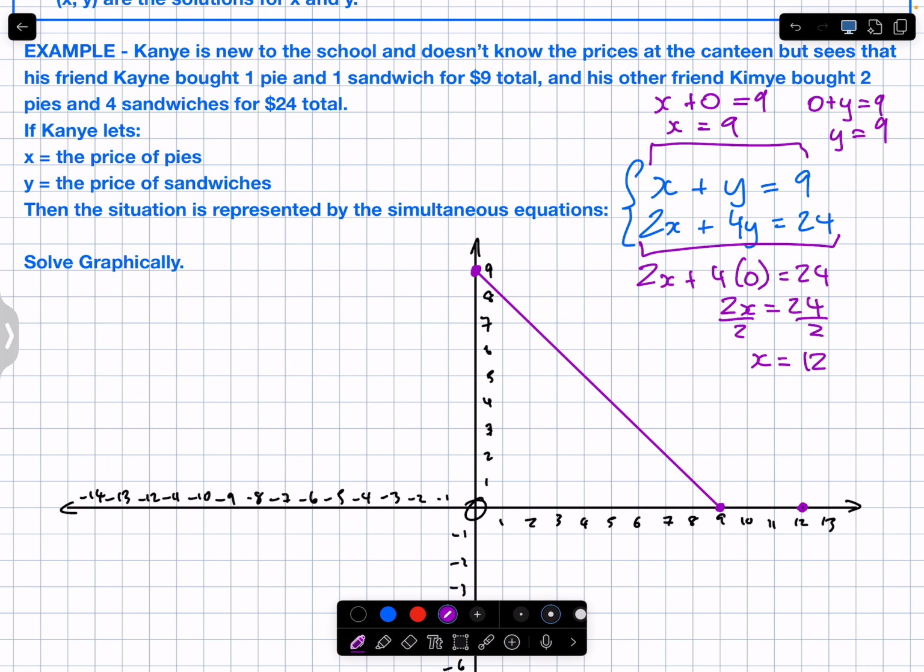Well, what did we make 0 last time? We made y equals 0 here. So if we make x equals 0, we're left with y. So it's going to be 2 lots of nothing plus 4y is 24. 4y is 24. What's 4 doing to y? What's the opposite of timesing by 4? Divide both sides by 4. 24 divided by 4 is going to be 6. So y is going to be 6 there. Do I have 2 dots? Can I draw a line between those? You'd better hope that I can.